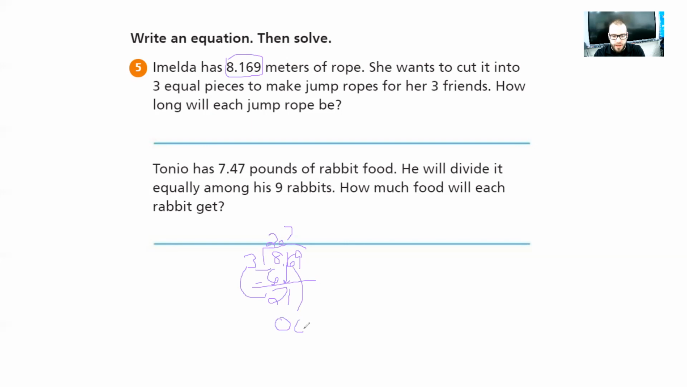Now the 6 comes down, 2. And now the 9 comes down. Nothing's left over because 2 got rid of the 6 totally. And then how many 3s are in 9? 3. So your answer is 2.73.